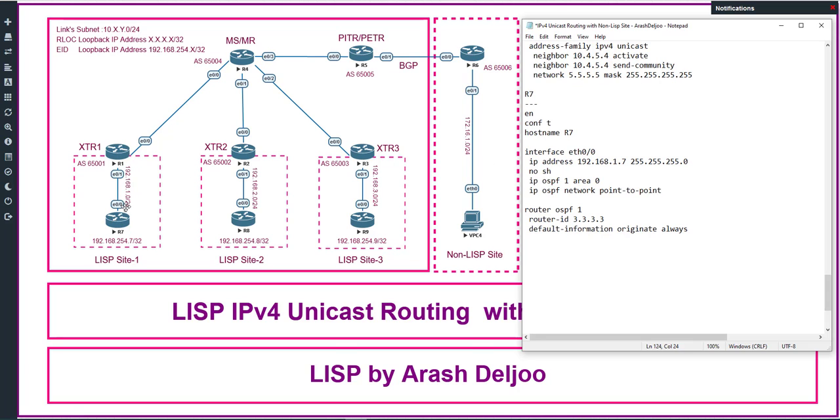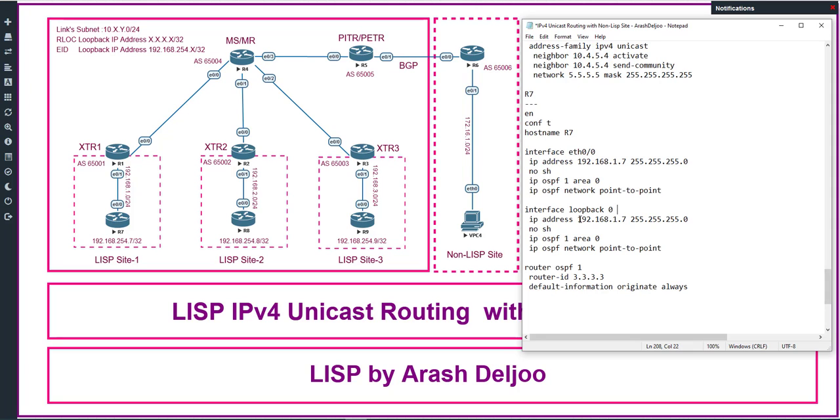192.168.1.7/24 on the Eth0/0, then no shutdown, ip ospf 1 area 0, ip ospf network point-to-point. Also, we have one loopback interface here. Interface, for example, loopback 0. Okay, the IP address of this loopback is 192.168.254.7/32. No shutdown, we don't need no shutdown. ip ospf 1 area 0, it's sufficient.